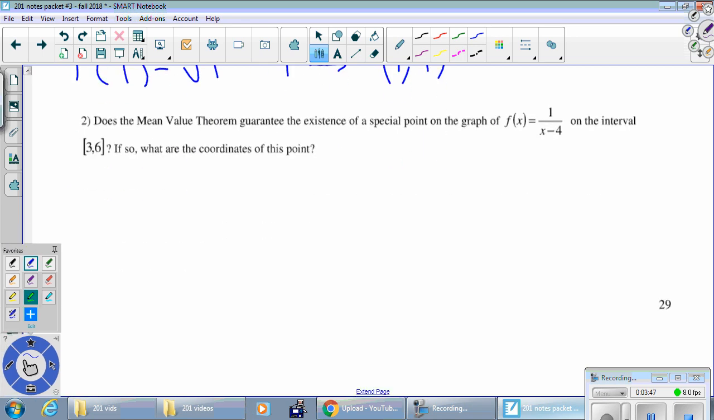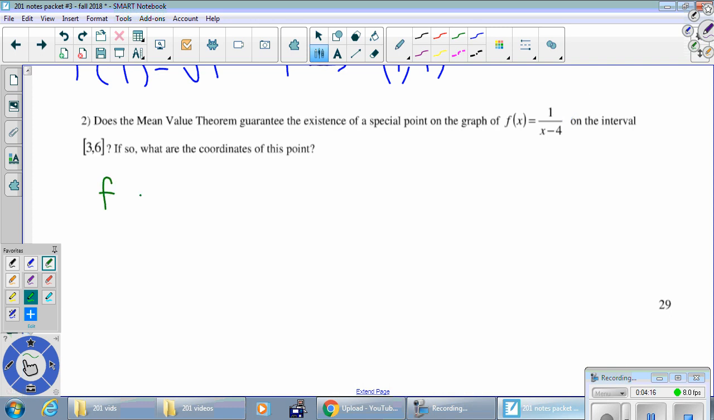Number 2, does the mean value theorem guarantee the existence of a special point on the graph of f of x equals 1 over x minus 4 on the interval 3, 6? So what we're looking for here is to see whether this function right here has any problems, or is it differentiable everywhere on the interval 3 to 6? Now this problem involves division, and we know that we cannot divide by a very certain number. We cannot divide by 0. And so the question is, what value of x makes us divide by 0? And the answer here in this case is 4.